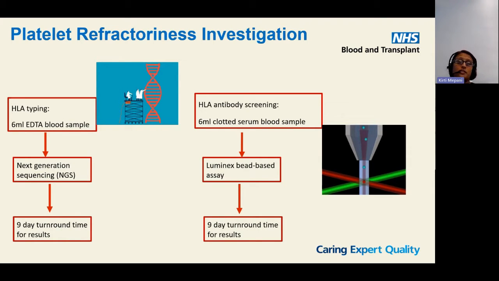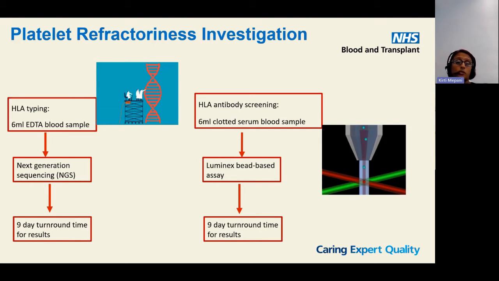So what we're really interested in is how do we test for these HLA antibodies? So when you suspect platelet refractoriness, you send NHSBT samples for testing. Within NHSBT, we have 6 H&I laboratories, and each H&I laboratory will be affiliated with those hospitals. So you send your samples to them. We would expect a 6 ml EDTA sample and a 6 ml clotted sample to be sent to us. EDTA is particularly important when you send a new refractory case over, because without an EDTA, we cannot do a HLA typing.